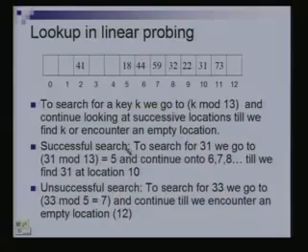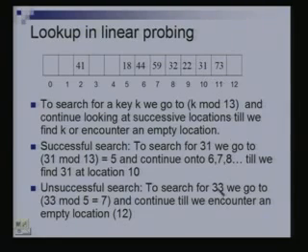Suppose I am searching for 31. 31 mod 13 is 5. So I come here, 31 is not here. So I go to the next location. It's not here either. I go to the next location. Not here either, not here either, not here either, and I found it. When I did not find it here, I can't say it's not there in the table. It could be there. In fact, it is. So I find it here.